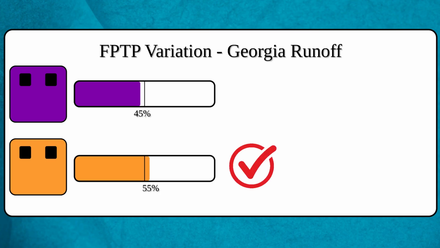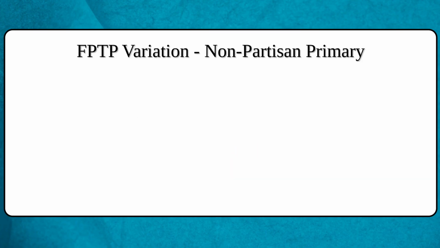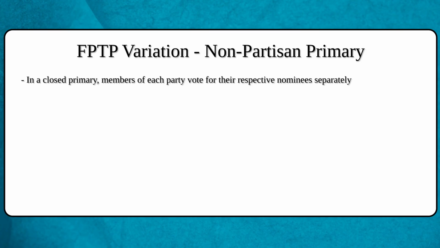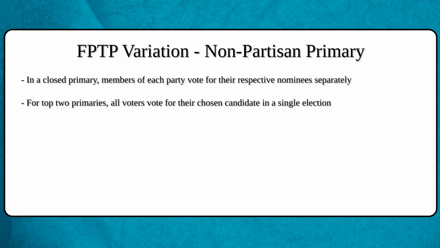Another variation of the FPTP system is what's called a nonpartisan primary system, which is similar to a runoff system but differs in some key ways. For instance, in California, instead of having a closed primary where one party votes for their nominee and the other votes for theirs separately, all candidates run against each other and the top two vote getters advance to the general election.